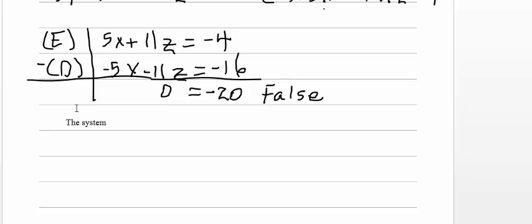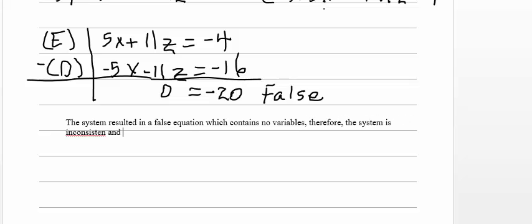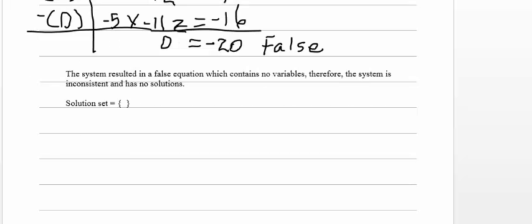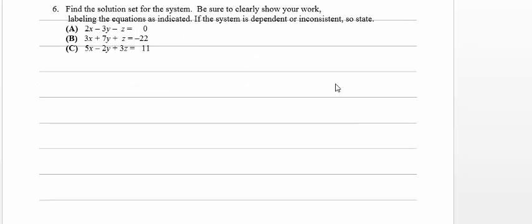So the system resulted in a false equation which contains no variables. Therefore, the system is inconsistent and has no solutions. So the solution set is the set with nothing in it. We don't have any solutions to put in that set.